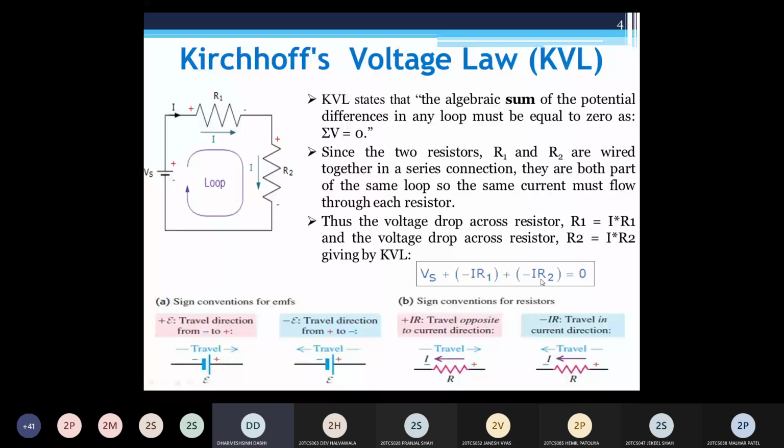As per Kirchhoff's law, the algebraic sum of the potential differences must be equal to 0. That is the proof here. Supply voltage plus Vs, minus the voltage drop across R1, minus the voltage drop across R2, becomes equal to 0. I hope it is clear to all how to give the sign convention in Kirchhoff's law. Clear, all of you?